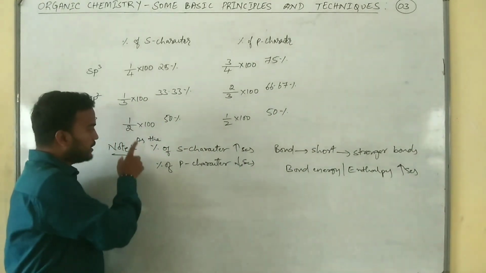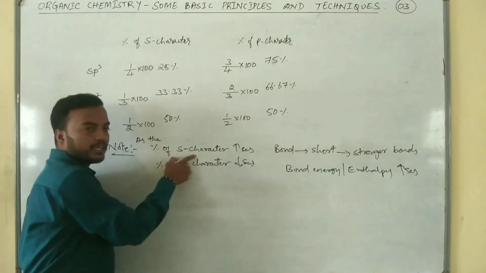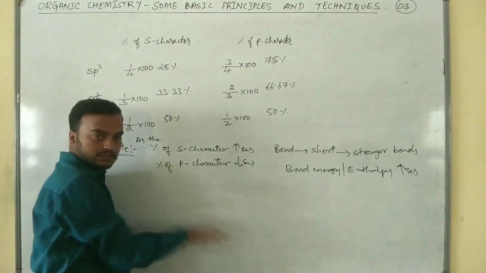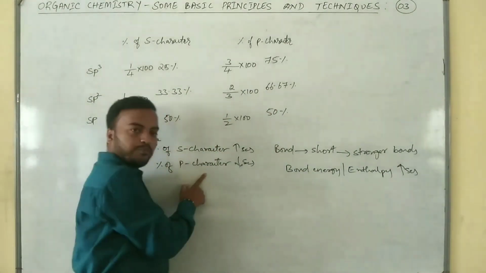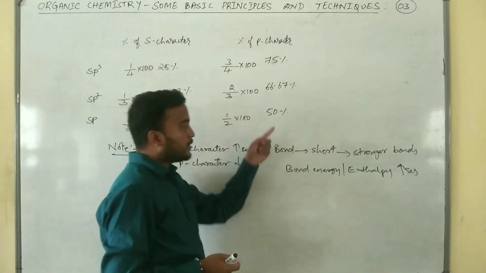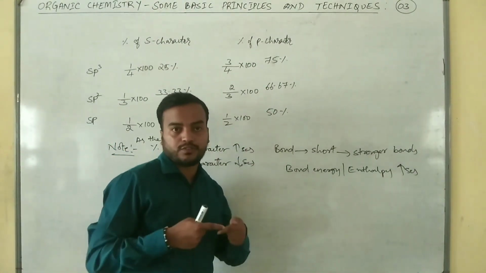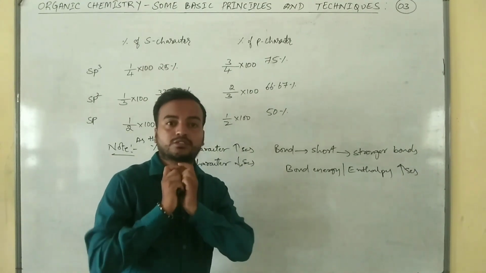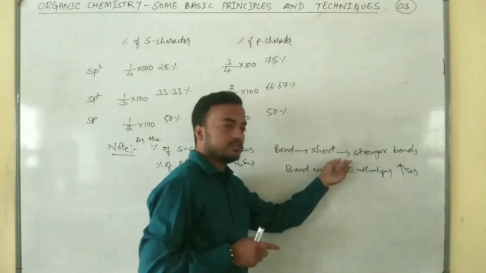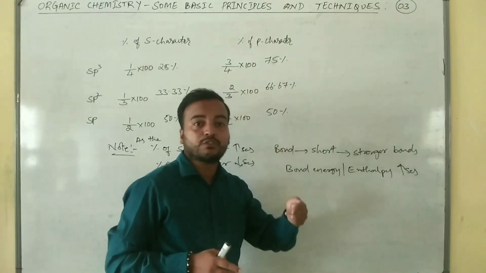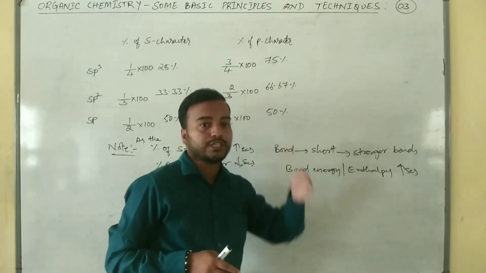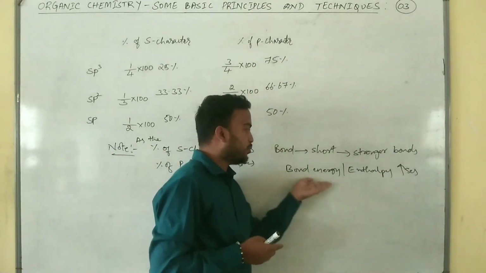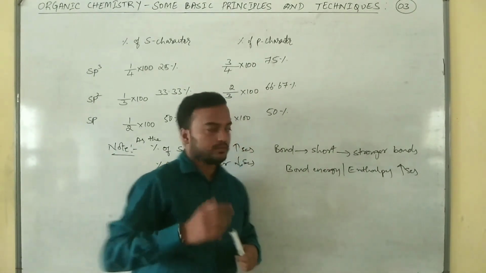Let me say once again. As the percentage of S character increases, percentage of P character decreases. As the percentage of P character decreases, the bond length will become short. When the bond length becomes short, the shorter bonds are going to be the stronger bonds, and hence a lot of energy is required to break that bond. That energy is known as bond energy or bond enthalpy.